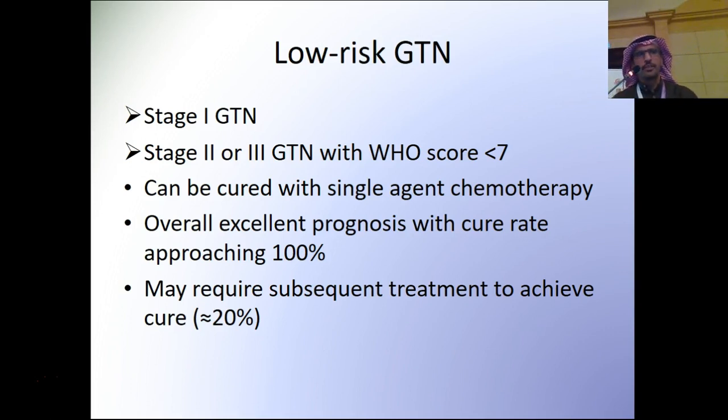So I will talk first about low risk GTN. Low risk GTN includes stage 1 GTN, and stage 2 or 3 with a WHO prognostic score less than 7. Low risk GTN can be cured with single agent chemotherapy, which, when you talk about solid tumors, is the only disease that you can cure with only single agent chemotherapy. Overall, excellent prognosis with a cure rate approaching 100%, but sometimes patients require subsequent treatment to achieve cure, in around 20% of patients.